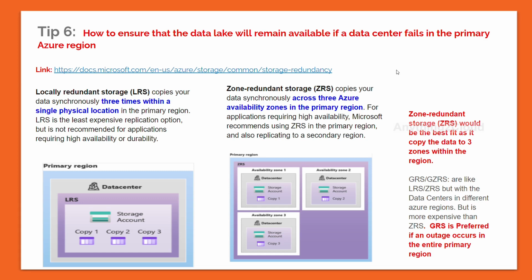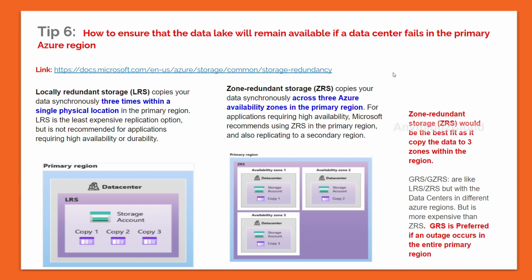The next tip is on locally redundant storage (LRS) and zone redundant storage (ZRS). Locally redundant storage LRS copies your data synchronously 3 times within a single physical location in the primary region. LRS is the least expensive replication option but is not recommended for applications requiring high availability or durability.